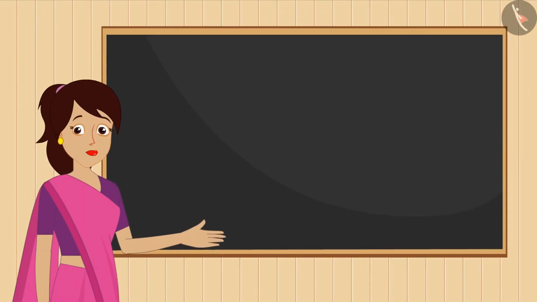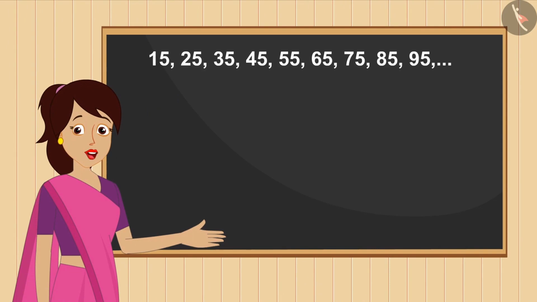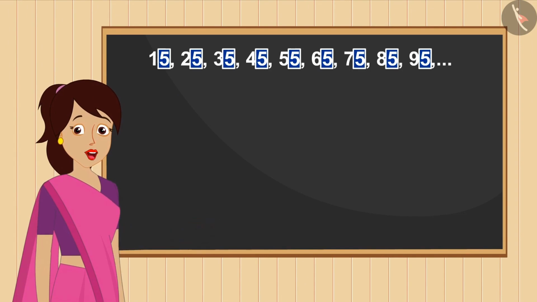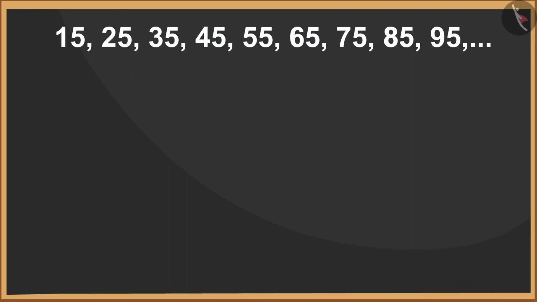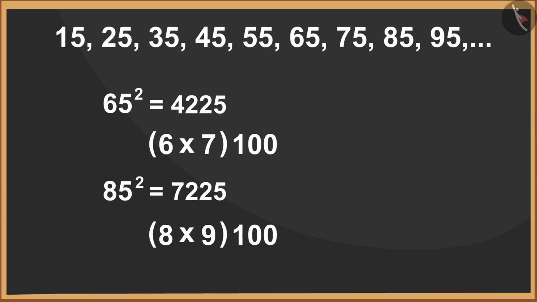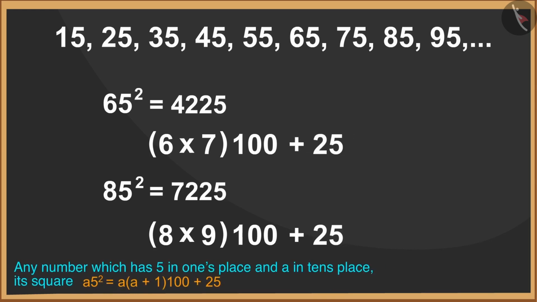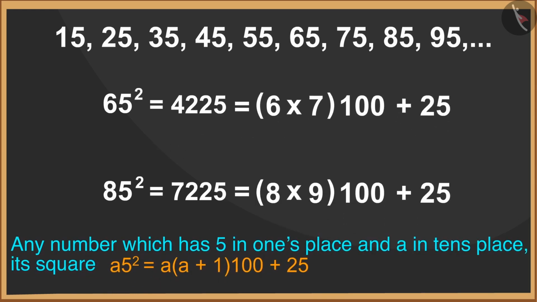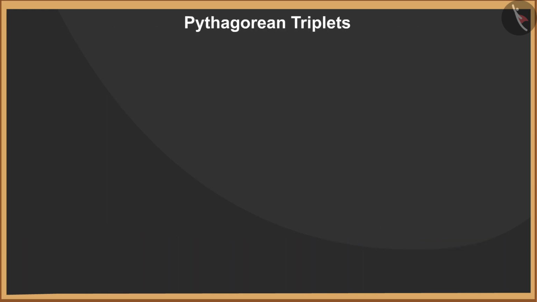Did you know that we can find the square of all numbers ending in 5 using a simpler method? For instance, consider the square of numbers 65 and 85. Here we have added 1 to the digit in the tens place and multiplied the sum obtained by the digit in the tens place. Next, we have multiplied the number obtained by 100 and added 25 to it. See, wasn't that interesting? Let us now understand about the Pythagorean triplet method.